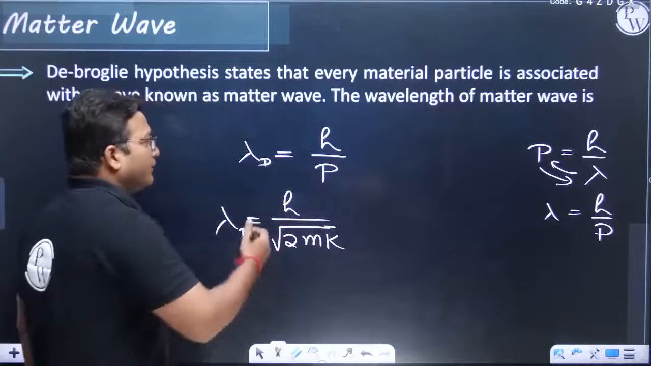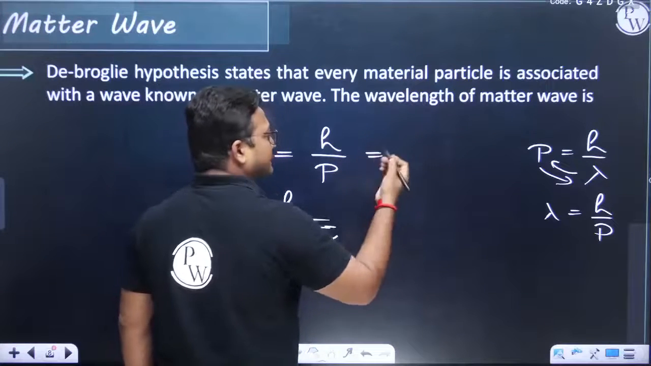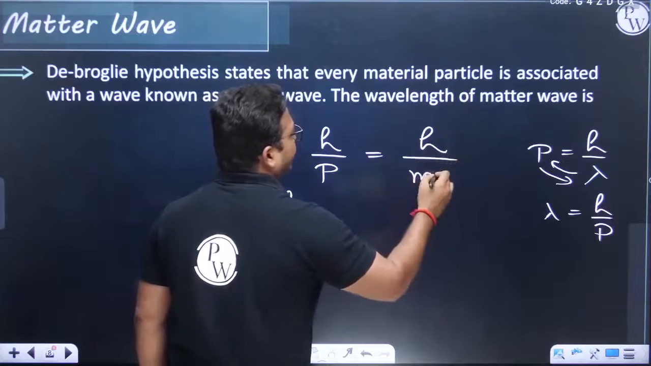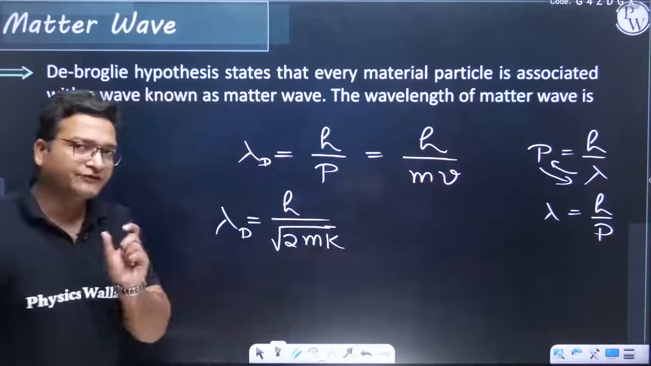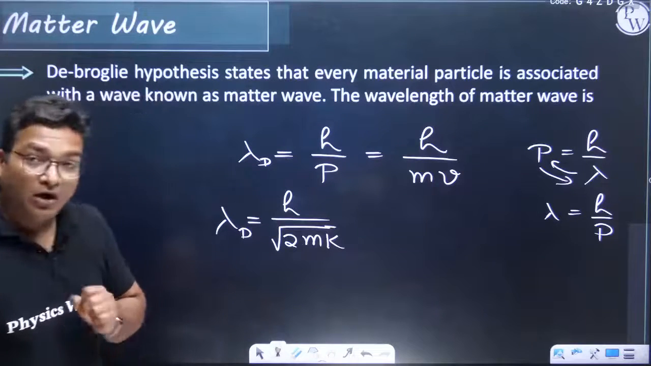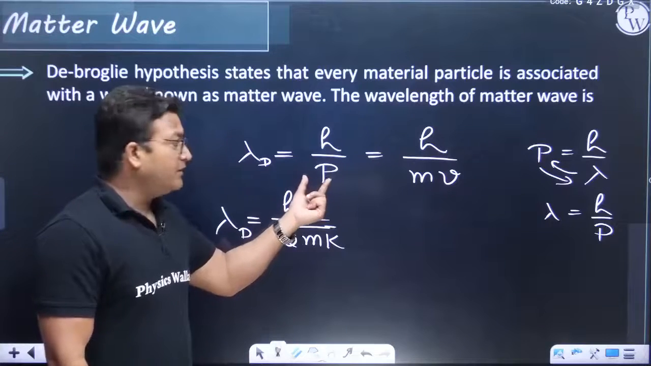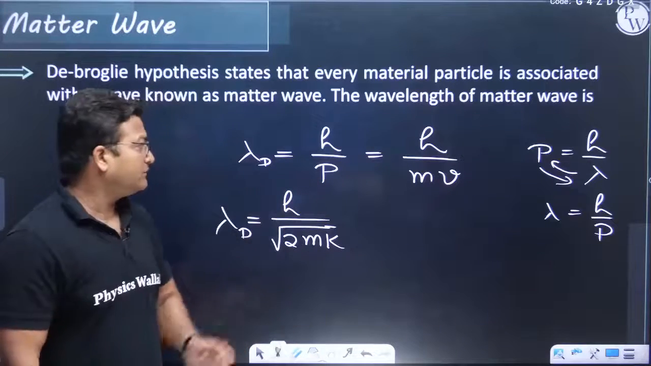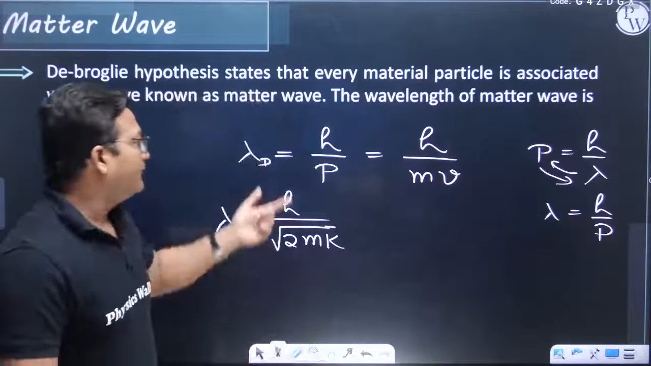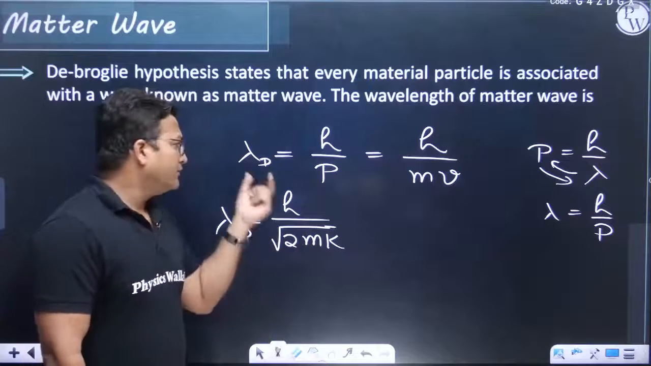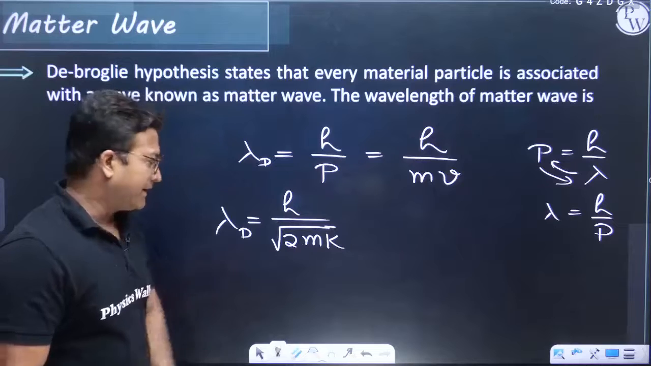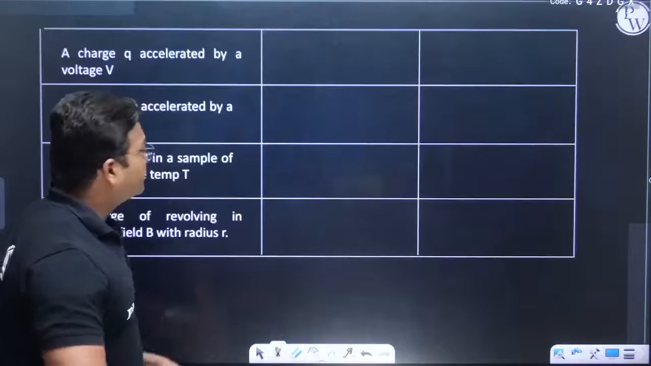You can also write, if you know mass and velocity separately, lambda equals h upon m times v, where m is the mass of the particle and v is the velocity of the particle. Always remember the p here is the magnitude of momentum, because wavelength is a scalar phenomenon. So we have to write the magnitude of momentum here. So lambda equals h by the magnitude of momentum of the particle.